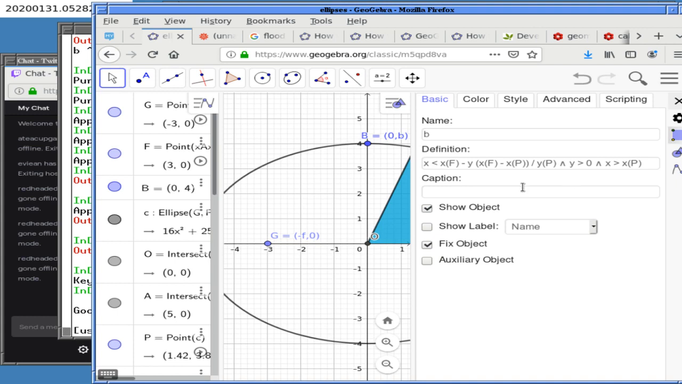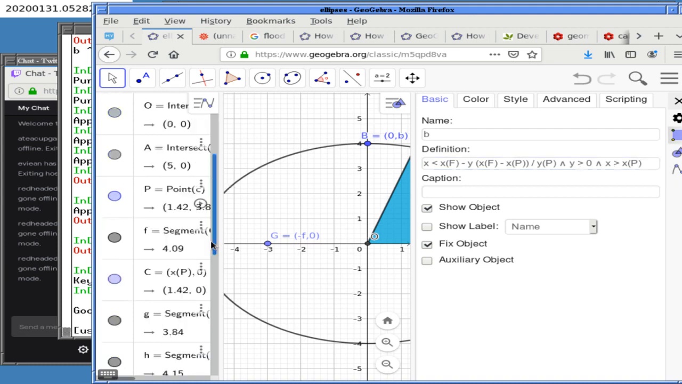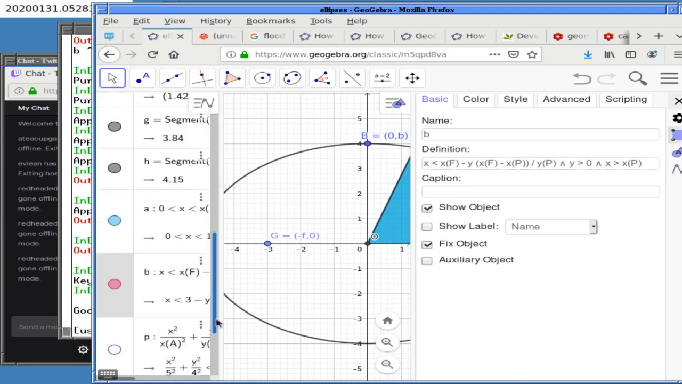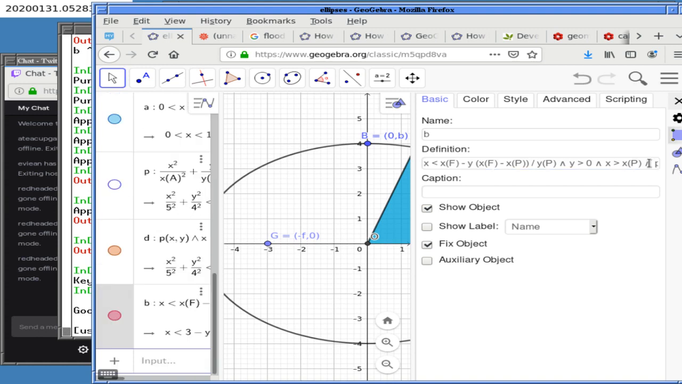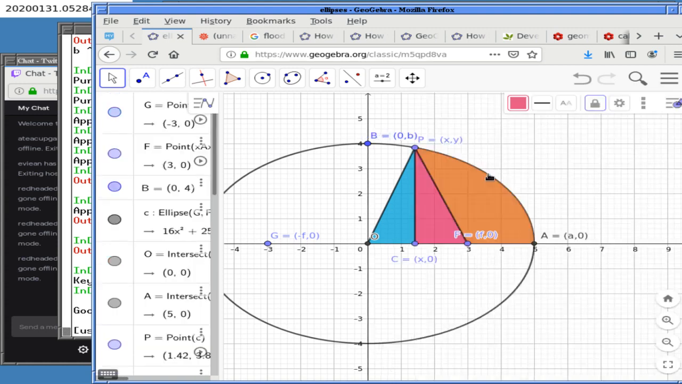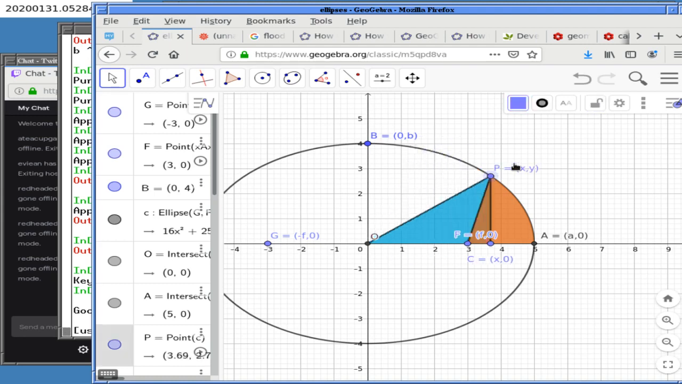What is our, I think it's just called P, is the name of our, well, okay. What's our restriction to be inside the ellipse? P, it is P. So then and, so let's see what that does. So now when we do this, it does not go flying off outside of the ellipse. Okay. So I think now the orange area is the area we're interested in.